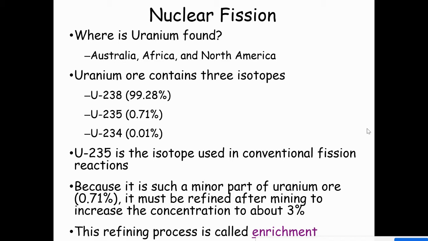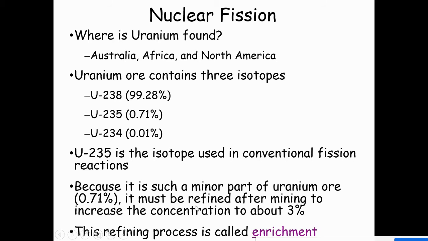So uranium is found in Australia, Africa, and North America, and there are three isotopes of uranium. We've worked with isotopes. We know that the one that is the most abundant is the one that we find on the periodic table. So that's uranium 238. We have uranium 235, that's about 0.71%, and then uranium 234 is about 0.01%. The one that's used in your nuclear reactors at a power plant is going to be that uranium 235. But in order for it to be used in that nuclear reactor, it needs to have a concentration of about 3%. So it goes anywhere between 3 and 5%.